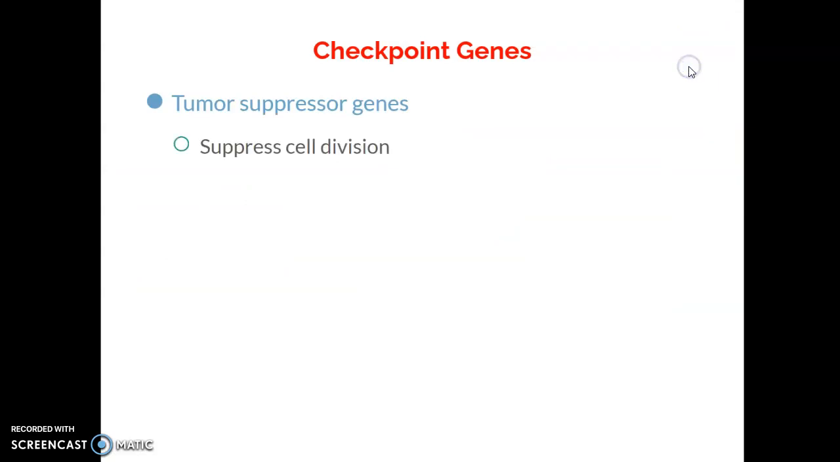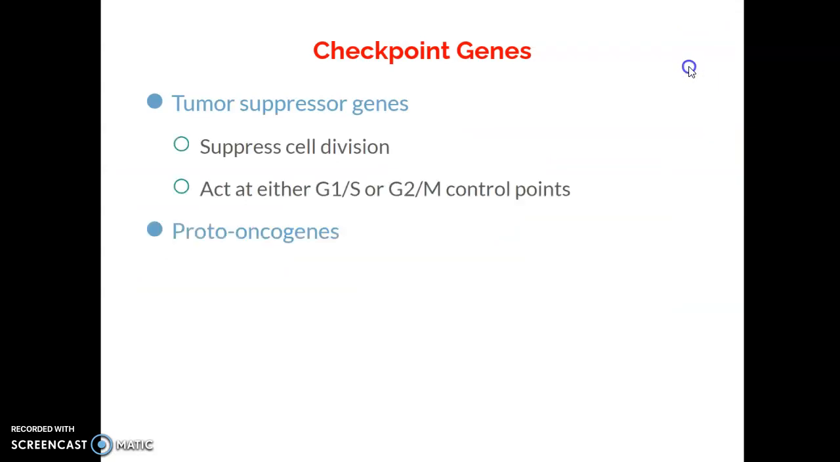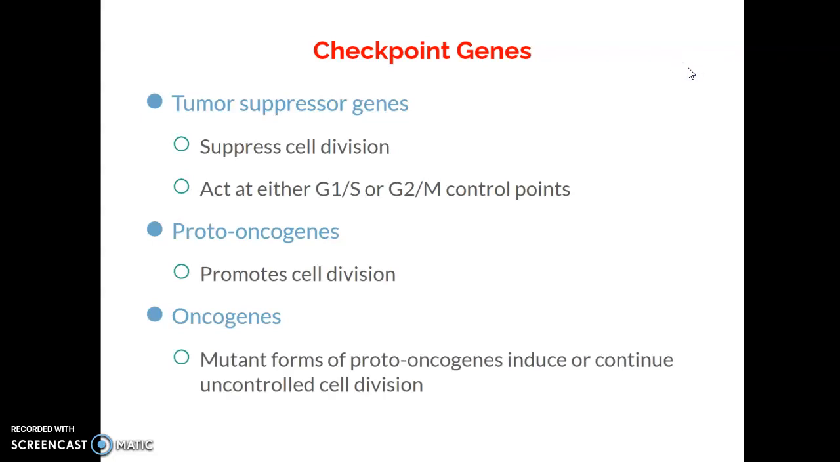Now, how can we stop a checkpoint? There are a couple of areas here. One of them is a tumor suppressor gene. It suppresses the cell cycle, and that's going to act on the G1, S, G2, or M control points. It pulls the cell out of division and tries to fix it. And if it can't fix it, it sends it to apoptosis. Once we have it fixed, then we can go back into the cell cycle.